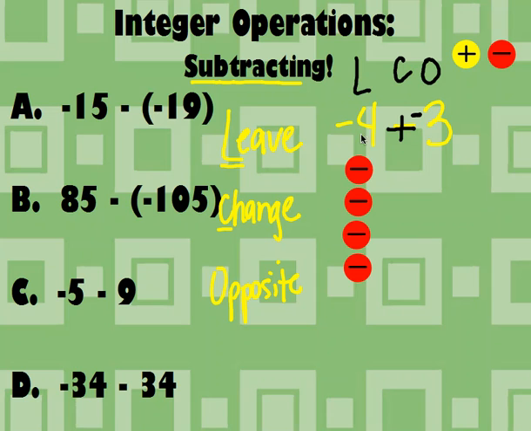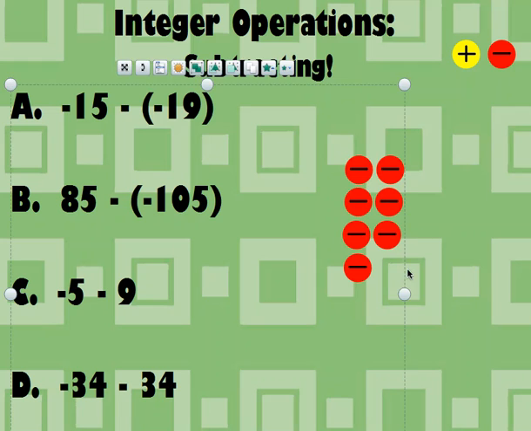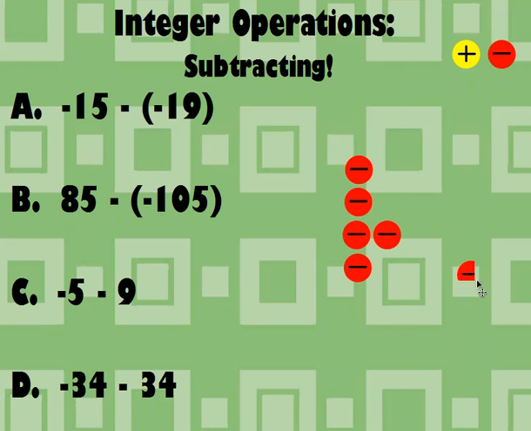Well, now I have an addition problem. I have -4 plus another -3, and I can actually make that work. -4 plus -3 is -7. So every time that we see a subtraction problem, we're going to do leave, change, opposite, and we'll go from there. Okay, so let's do these examples. Let me get rid of these little integer chips, and then we'll do these examples really quickly.